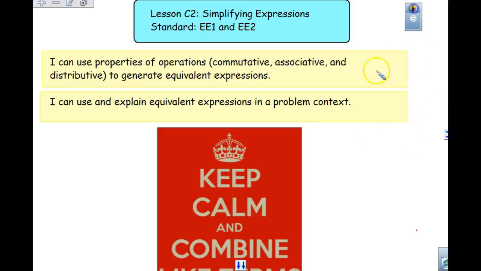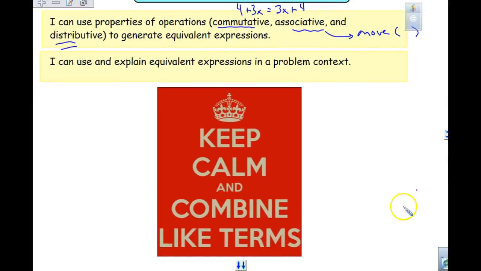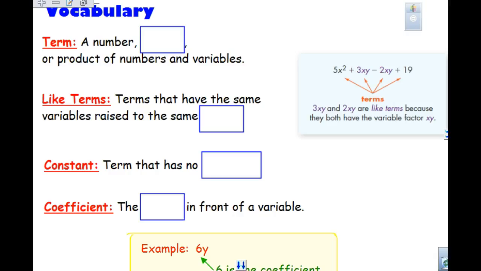So that's what we were talking about today, like the commutative property. Can we have 4 plus 3x? That's the same as 3x plus 4, right? That's the same thing. Associative property, remember that's when we were talking about moving the parentheses. Distributive property is the one that we're getting today, to generate equivalent expressions. And it says I can explain equivalent expressions in a problem context. So, keep calm and combine like terms.